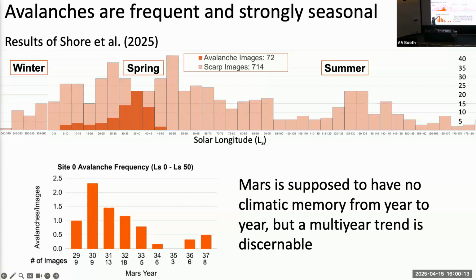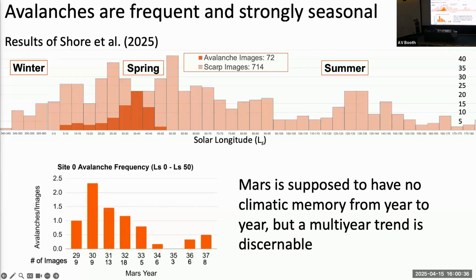There's an interesting trend here where the number of avalanches per image seems to be going down, and not just over 1 year, but systematically over several Mars years. And this is very puzzling because the Martian climate is supposed to be basically the equivalent of a goldfish, right? It doesn't have any memory of where it's been or where it's going.